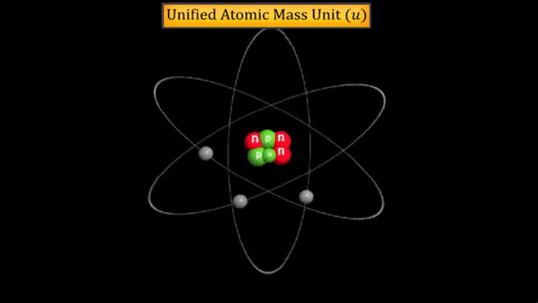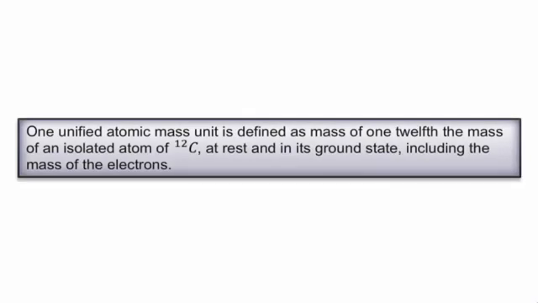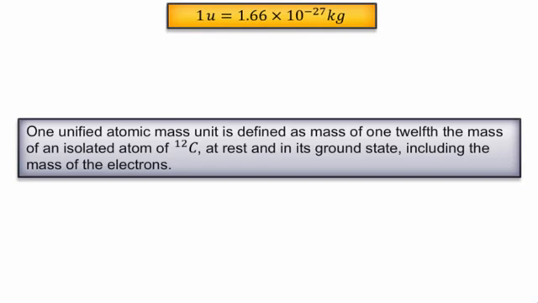One Unified Atomic Mass Unit is defined as 1/12 the mass of an isolated atom of carbon-12 isotope, at rest and in its ground state, including the mass of the electrons. It is equivalent to 1.66 × 10^-27 kilograms.